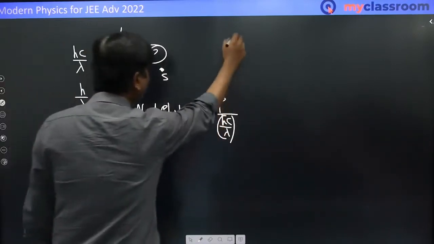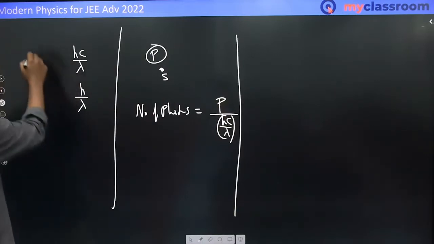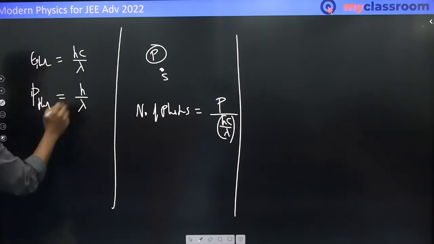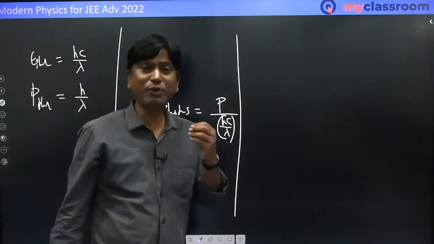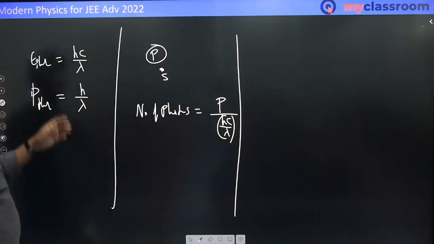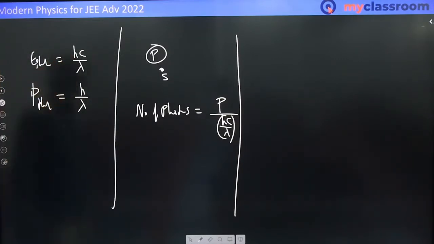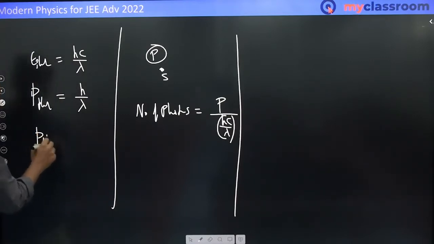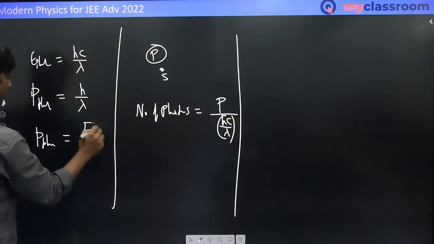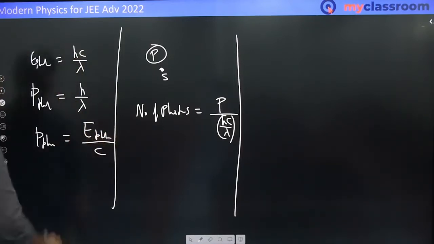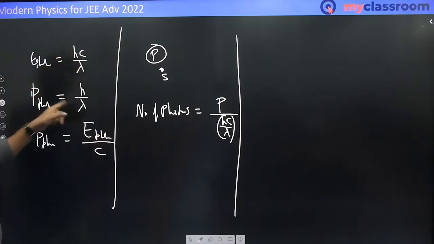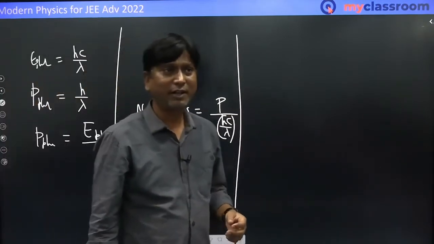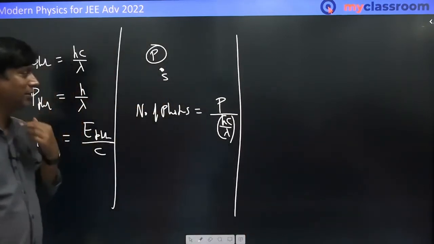Next, one more discussion about the energy and the momentum of the photon. The energy of the photon is hc by lambda and the momentum is h by lambda. So the momentum of the photon can also be written as the energy of the photon divided by c. If you divide by c, you get h by lambda, which is the momentum of the photon. These are useful things in solving problems.